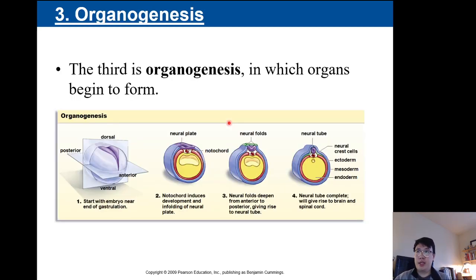The third step is organogenesis. I thought that was the fourth step, but it's the third step. The third step is organogenesis, in which the organs begin to form. Again, we start with the embryo near the end of gastrulation. Okay, the notochord is induced and being developed, as you can see right here. Now we're creating the notochord, the neural folds, and then, as you can see right here, the spinal cord, or the spinal area, is now being formed, and the neural crest is now going to be distributed to the rest of the blastula.